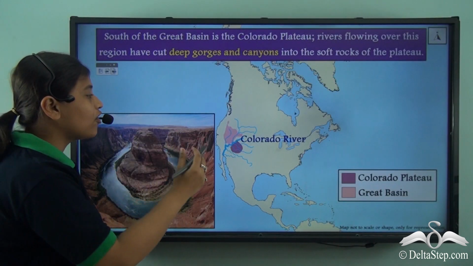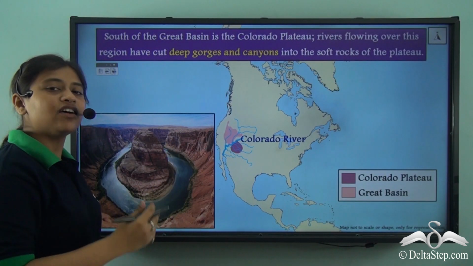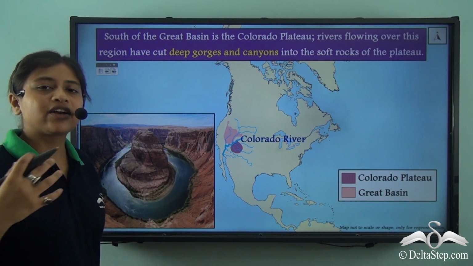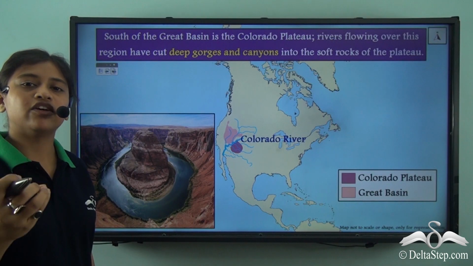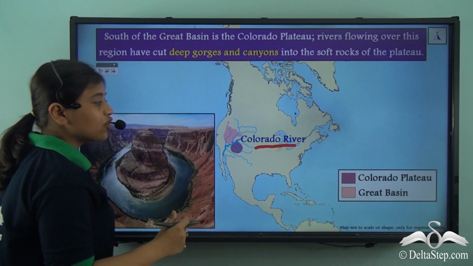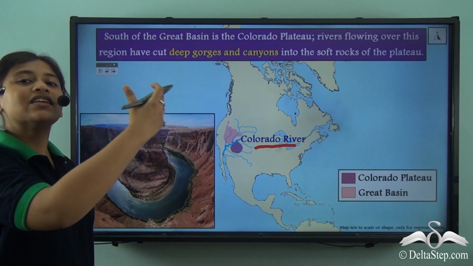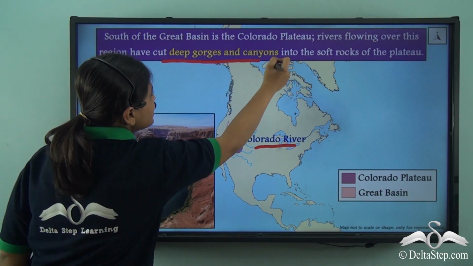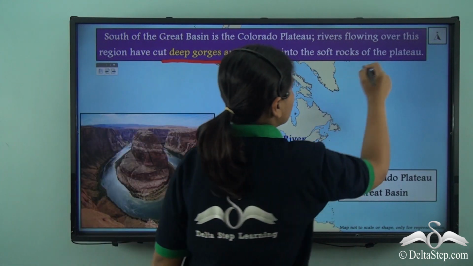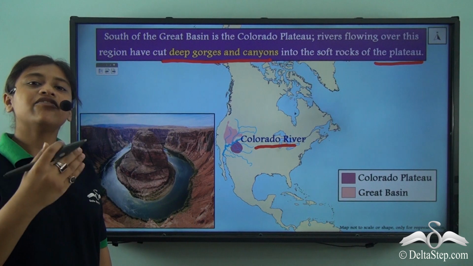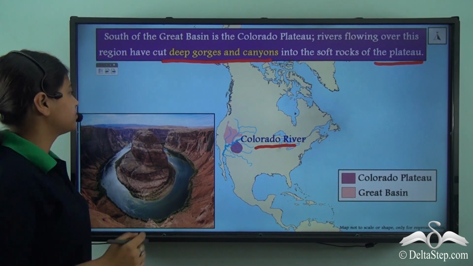Now, south of the Great Basin, we have the Colorado Plateau. So the Colorado Plateau is an important plateau of the continent, and a major river flowing over this region is the Colorado River. The Colorado River, along with its tributaries, has cut deep gorges and canyons into the soft rocks of the plateau. Now this has given rise to the very famous Grand Canyon.